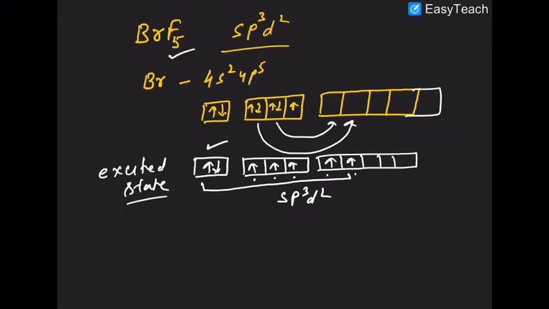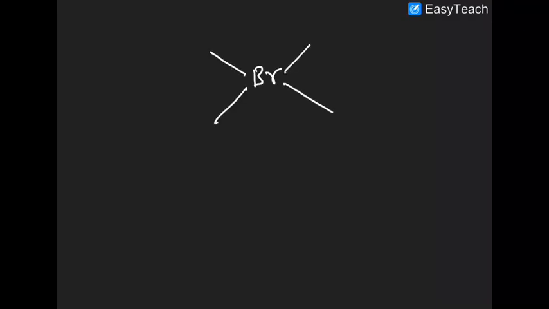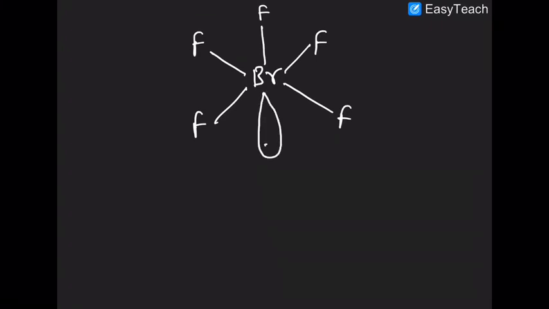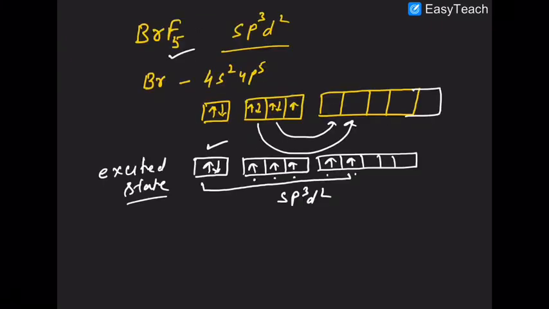So here we have bromine, 1 2 3 4 5. All positions are occupied by fluorine, and the 6th position is taken up by the lone pair. Look at that. Are you sure about that?